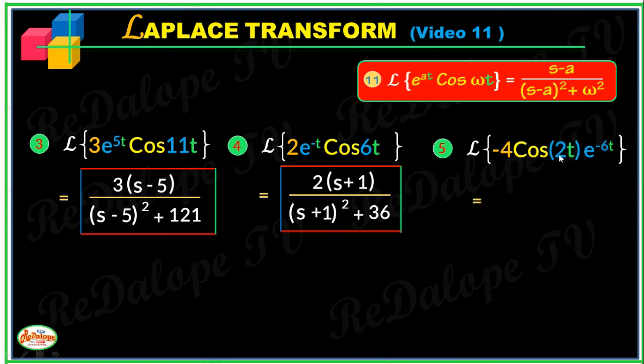For number 5, we have s. Since a is equal to negative 6, multiplied by the negative sign, that becomes positive 6. Divided by the quantity of s, again, since a is negative 6, we have positive 6, and that is being raised to square, plus omega is simply 2, so 2 squared gives us positive 4. And then for the final answer, simply multiply it by negative 4, so we have negative 4, and this would be the final answer.